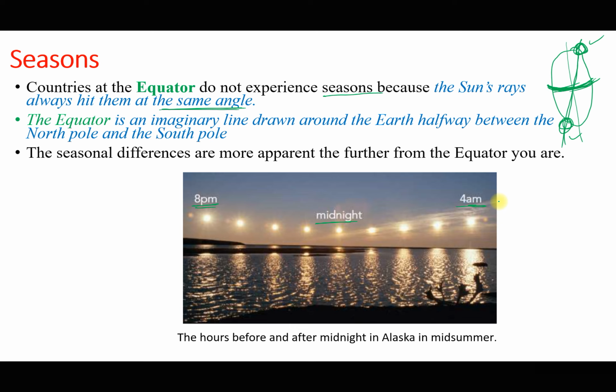So there is a difference in the seasons as you move far away from the equator. I think Alaska is around 4,070 kilometers north of the equator. So it is located in what we call the northern hemisphere.